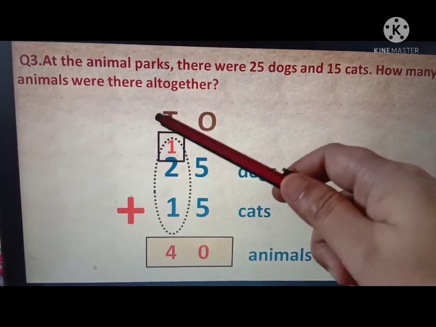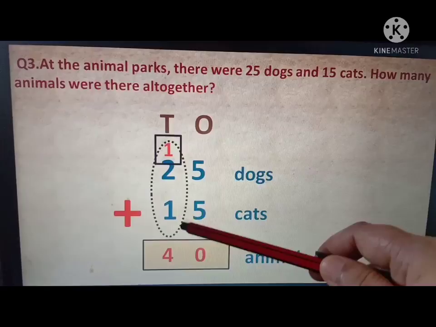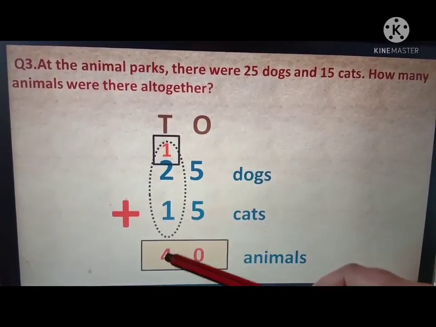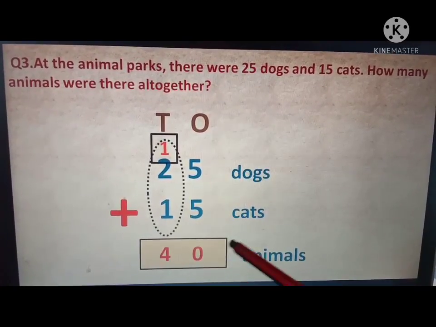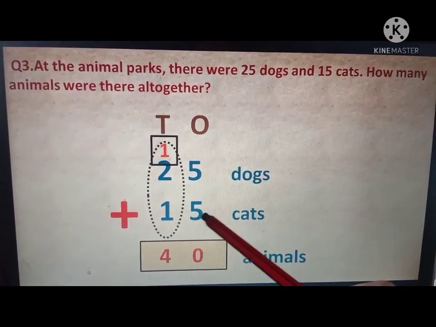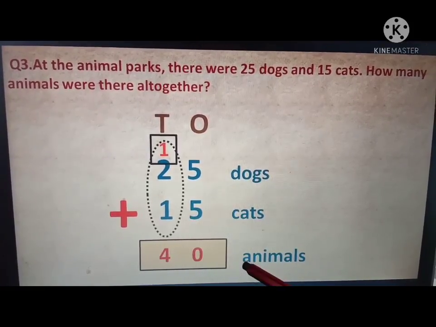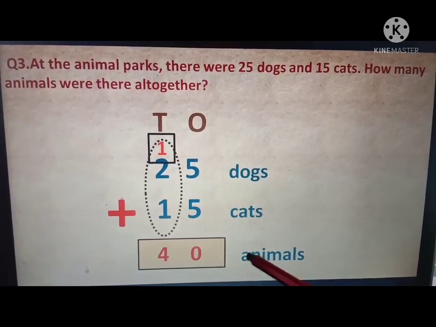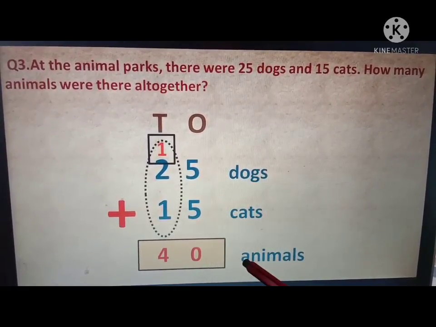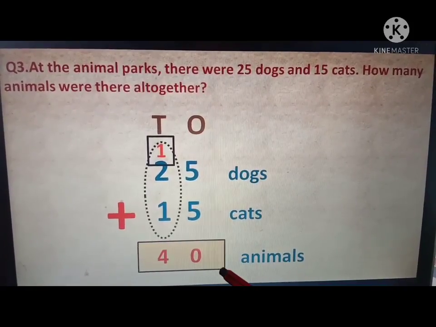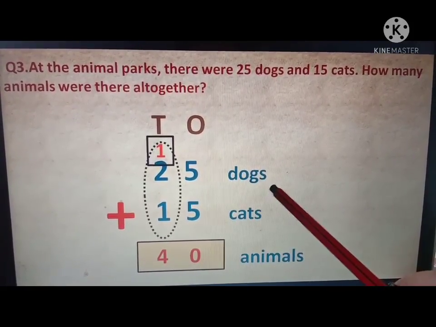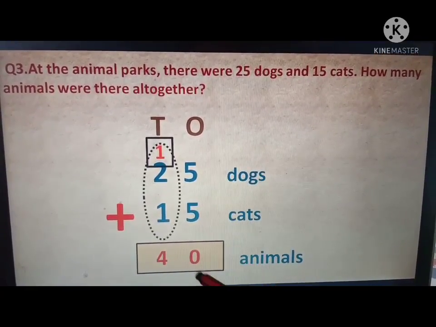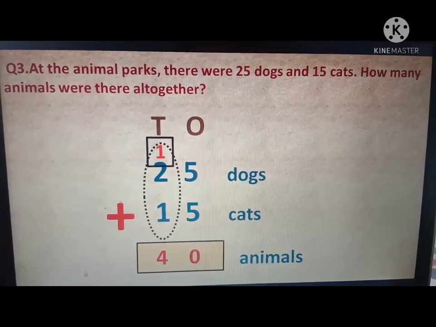So after this, now start adding the numbers that are given at tens place. So 1 plus 2 plus 1. So we will get 4. So when we add 25 with 15, we will get 40 animals. So how many animals were there all together? 40 animals. Children, don't forget to write down 25 dogs, 15 cats and 40 animals. Altogether 40 animals.